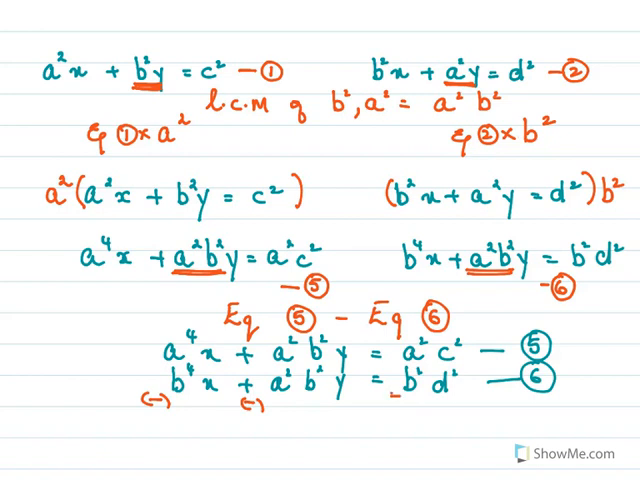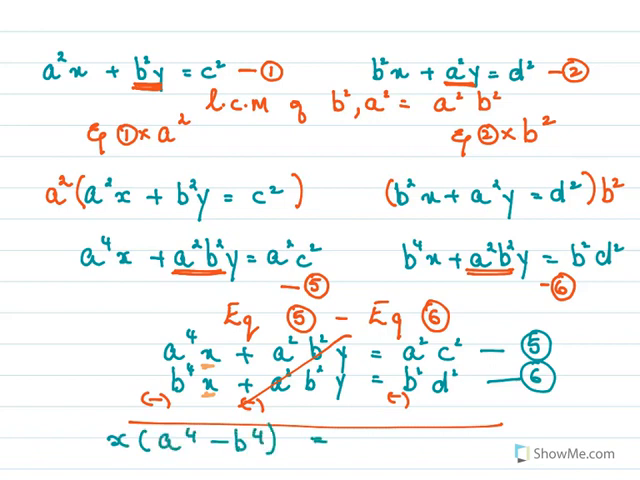Minus plus becomes minus, plus becomes minus. Now here the y cancels because I equated for y, and here I need to take x common out. Both are x terms, so I will take x common. What remains here is a4 minus b4 equal to a square c square minus b square d square. So your x will be a square c square minus b square d square over a4 minus b4.